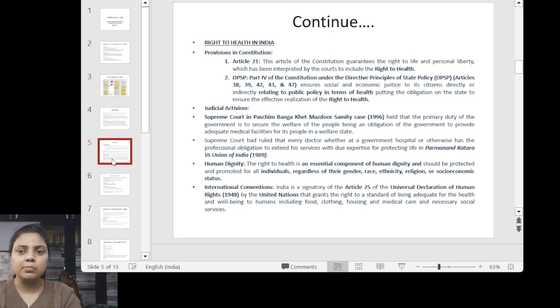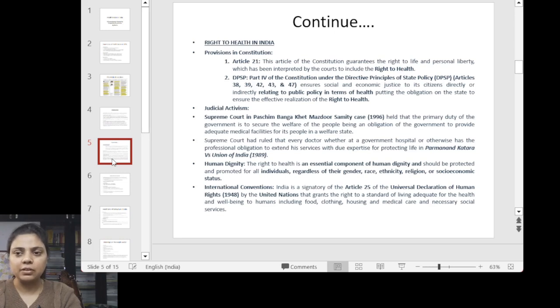The Supreme Court in the Paschim Banga Khet Majdoor Samiti case in the year 1996 has said the primary duty of the government is to secure the welfare of people, and it is an obligation of the government to provide adequate medical facilities for its people as a welfare state. So you can connect this point to Part 4 of the Indian Constitution, that is DPSP, in which we talk about the welfare state, especially Article 38 itself. This is how you can use this case in your mains answer writing.